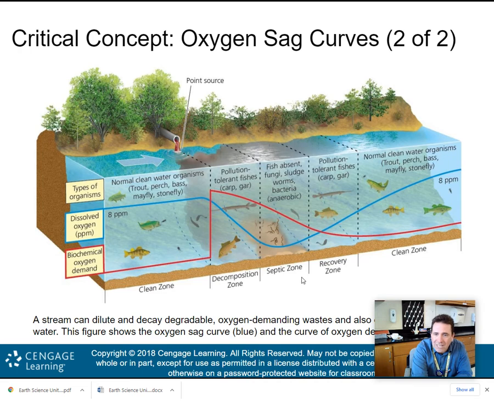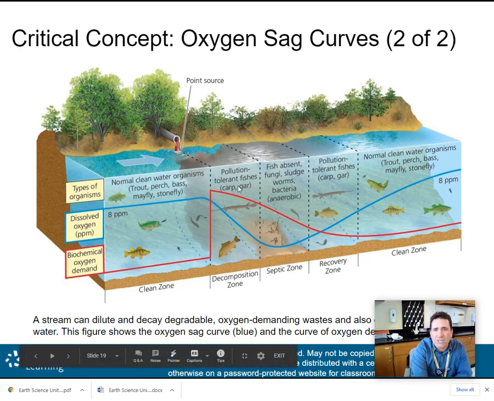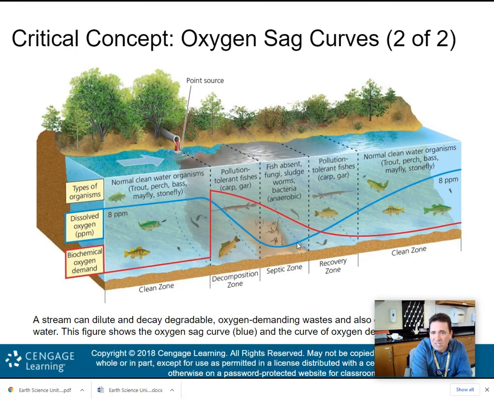So in the decomposition zone, some pollutant tolerant fishes can survive, but a lot of fish begin to die off. Here in the septic zone, the dissolved oxygen is so low that you no longer have any fish. All you have now are anaerobic bacteria, worms, fungi, sludge, things that don't need oxygen, because you don't have it. The oxygen is so low. So now you have organisms that don't need oxygen, and that causes the biochemical oxygen demand to decrease.